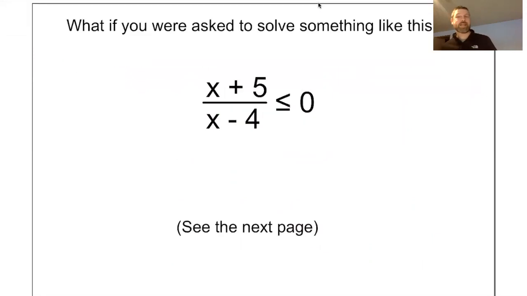What if you're asked to solve something like this? This is going to be an important one, so we got to talk about something before we do.